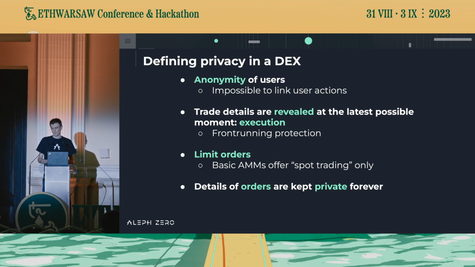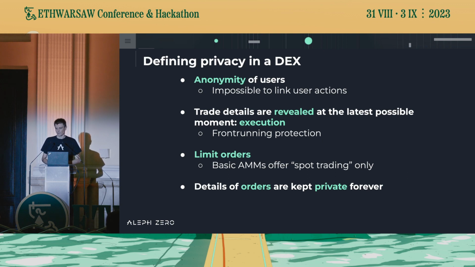I want some kind of a property that the moment the trades are revealed is the latest possible, meaning that we get some kind of front-running protection. So this is a very nice property that privacy would give you, right? And well, there are some other things that we would like. Probably limit orders would be nice. This is something that you don't get in vanilla AMMs. So these are all nice properties that we demand from a good private DEX.